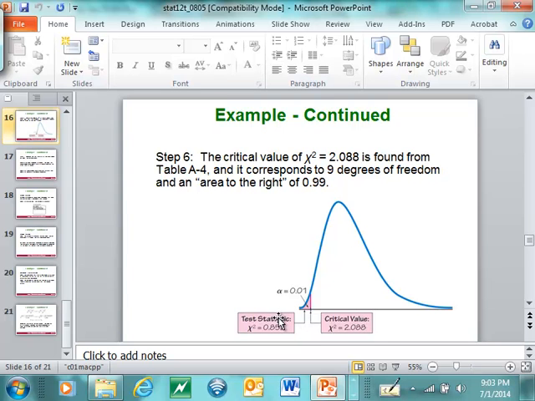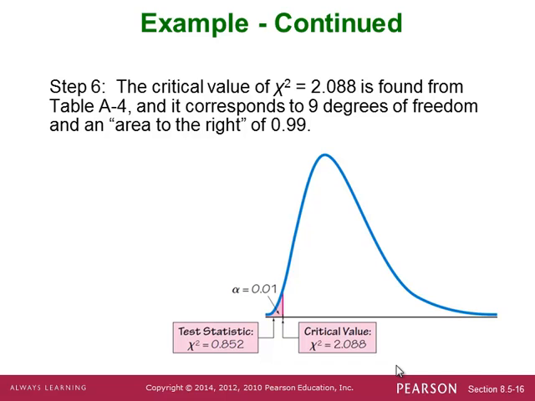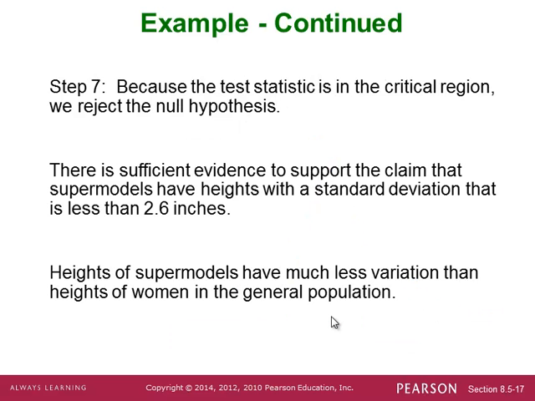Notice that your test statistic, 0.852, is going to be less than that critical value. It's more extreme. Further away from the mean. The mean is going to be 9 because the chi-square distribution has a mean that's equal to its degrees of freedom. So your test statistic value is more extreme than the critical value. It's at least as extreme as the critical value. So that means we would actually reject the null hypothesis.